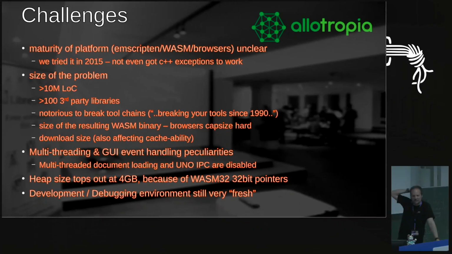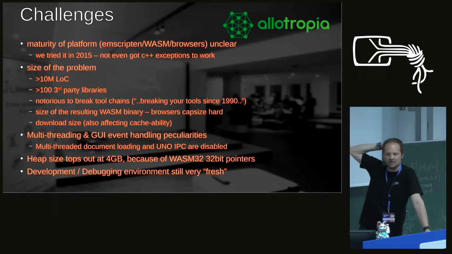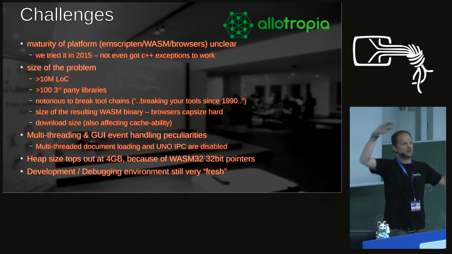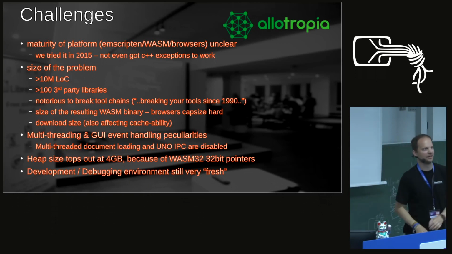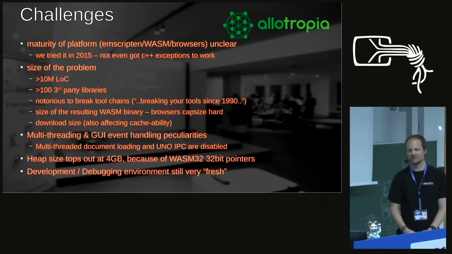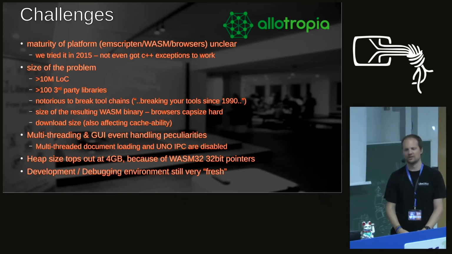Yeah, size of the problem. So the project is pretty large. It also pulls in lots of third-party libraries. It's pretty much at the top of the stack and pulls in half of the library ecosystem for C and C++ that is there. On a Linux desktop, more than 100, I think 120-ish third-party libraries that we pull in. And they're notorious to break.